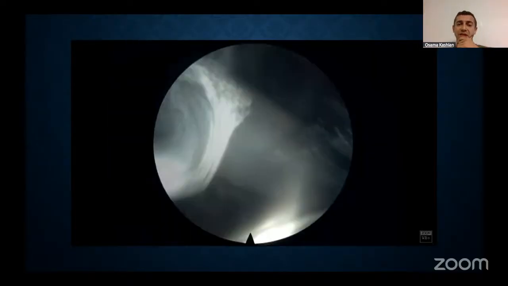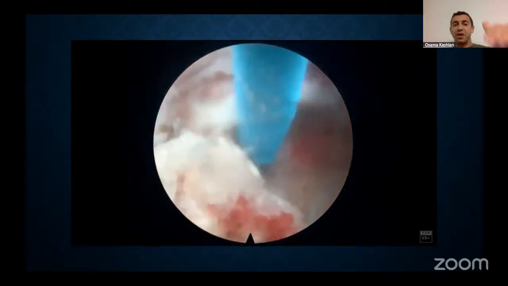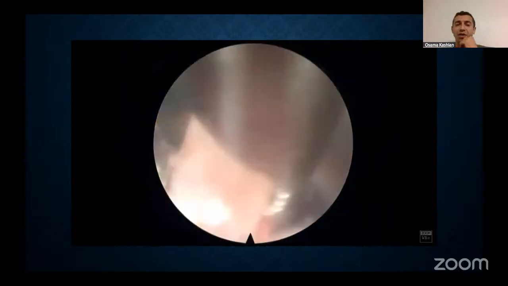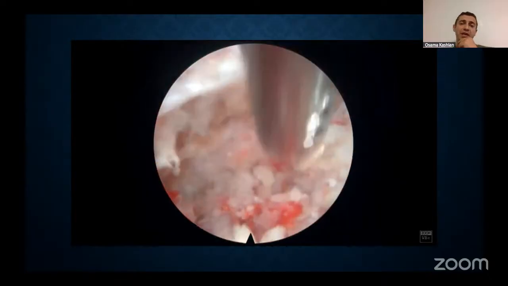And you could see here, we're taking these chunks one by one, and you could see the dura kind of come into our field. And you're really able to get huge disc herniations out through a tiny incision. And again, much less morbidity than doing it in any other way.